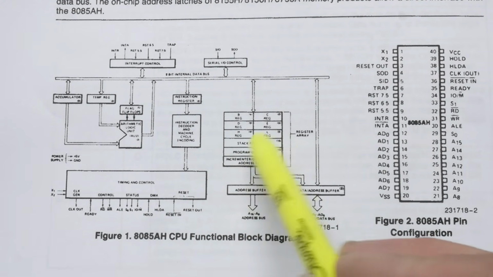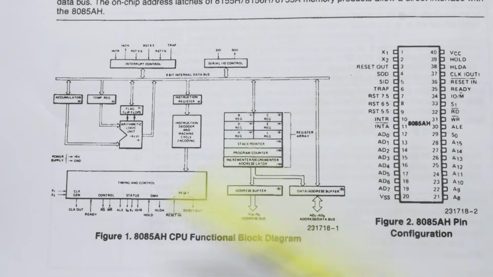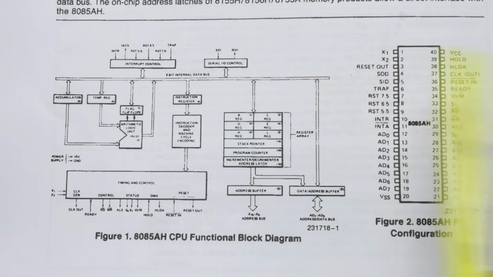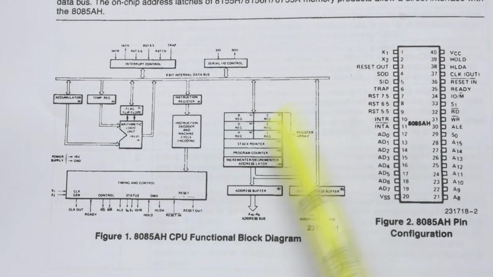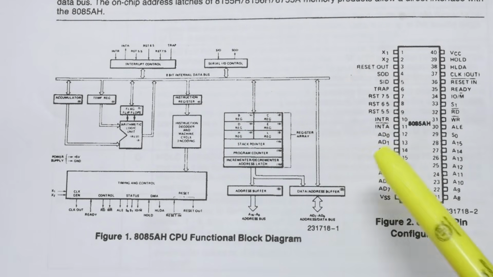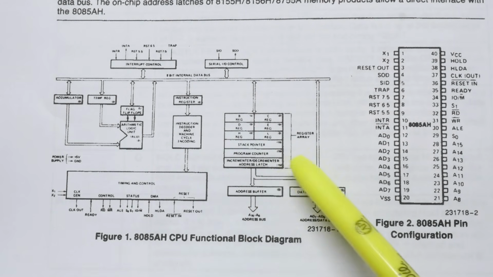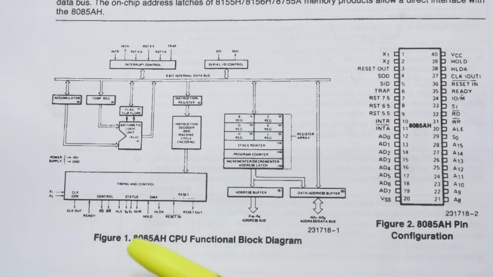There is a program counter, which is 16-bit. There's a stack pointer, which is 16-bit. There are some 8-bit registers that come in pairs, the BC and the DE and the HL. You can use them individually or sometimes as a pair. And then there is an address latch that is a 16-bit address buffer.